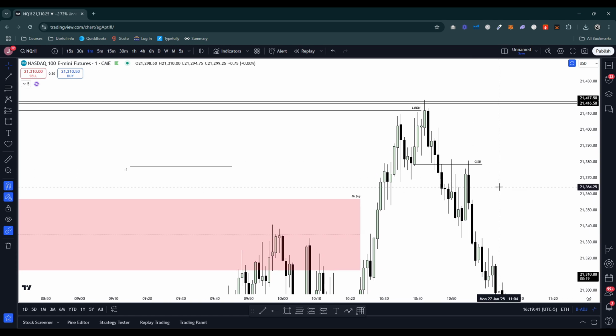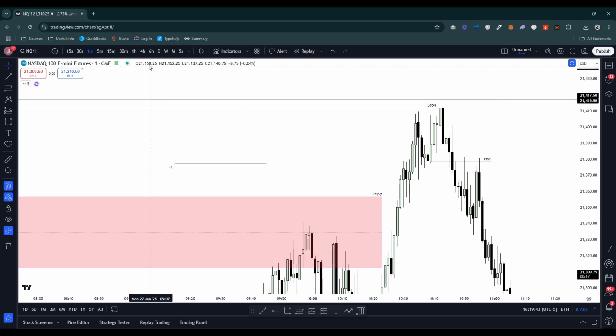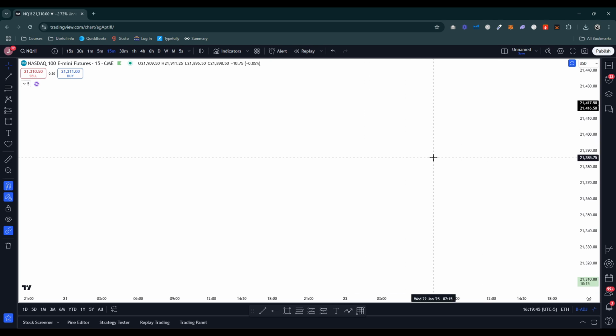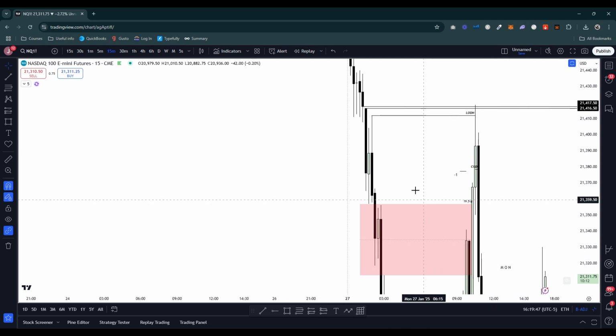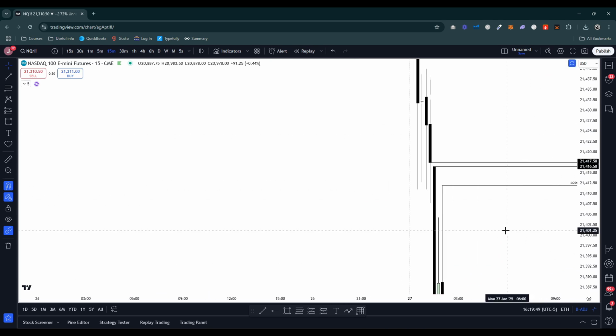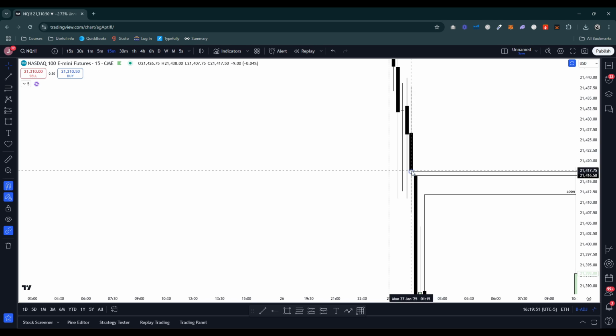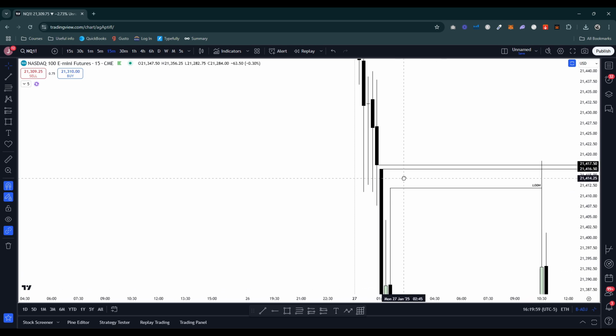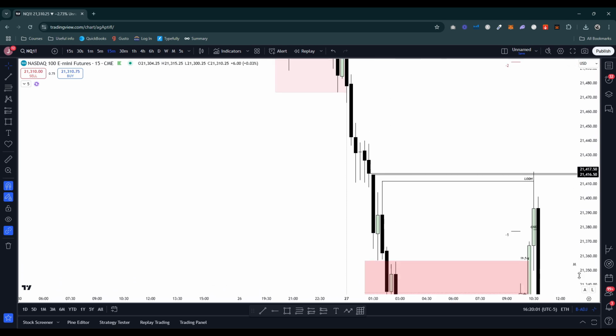Can you show the volume imbalance again, brother? Yeah, bro, I got you. Here, let me go to the 15-minute real quick so you can see what I'm talking about. So the volume imbalance is right here. You see this little gap in between the closing and the opening of the next candle, that is a volume imbalance, right? It's not a fair value gap, it's a volume imbalance. It's a PD array. They're very hard to miss, especially if you're zoomed out like that.